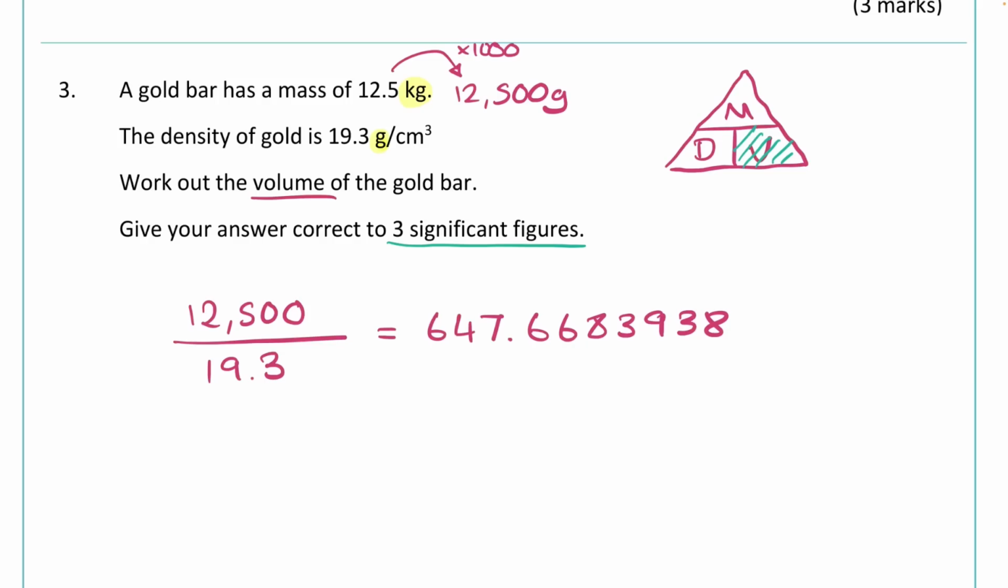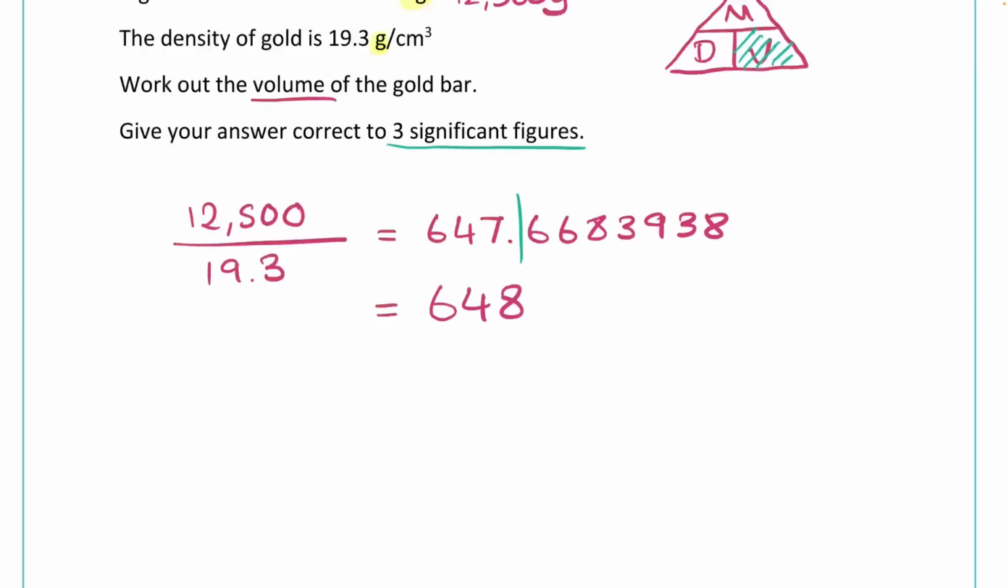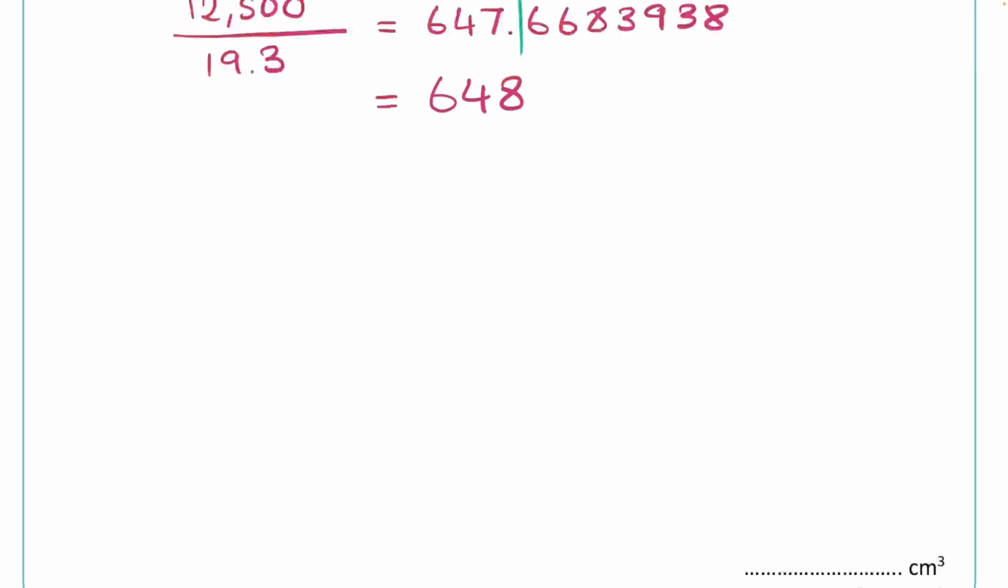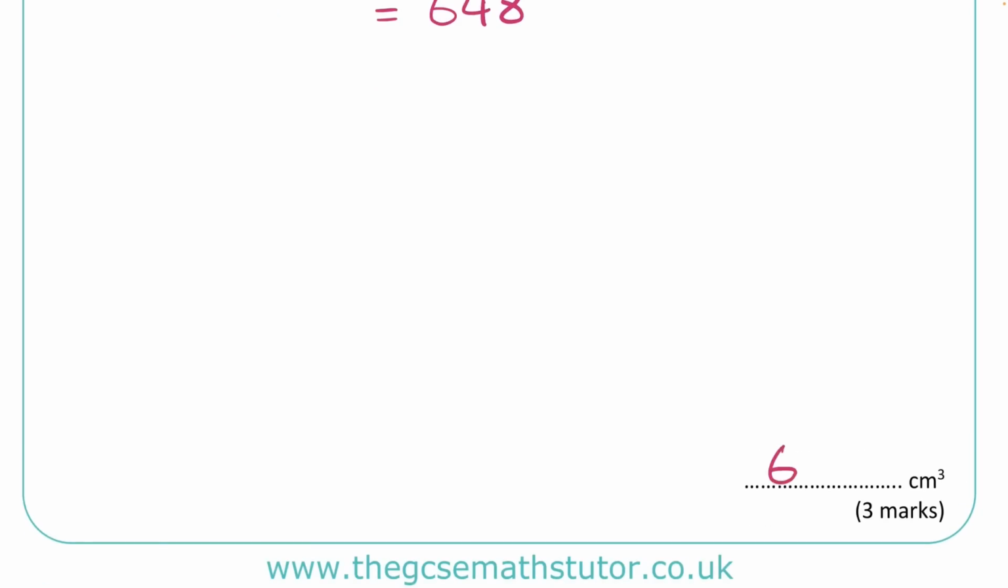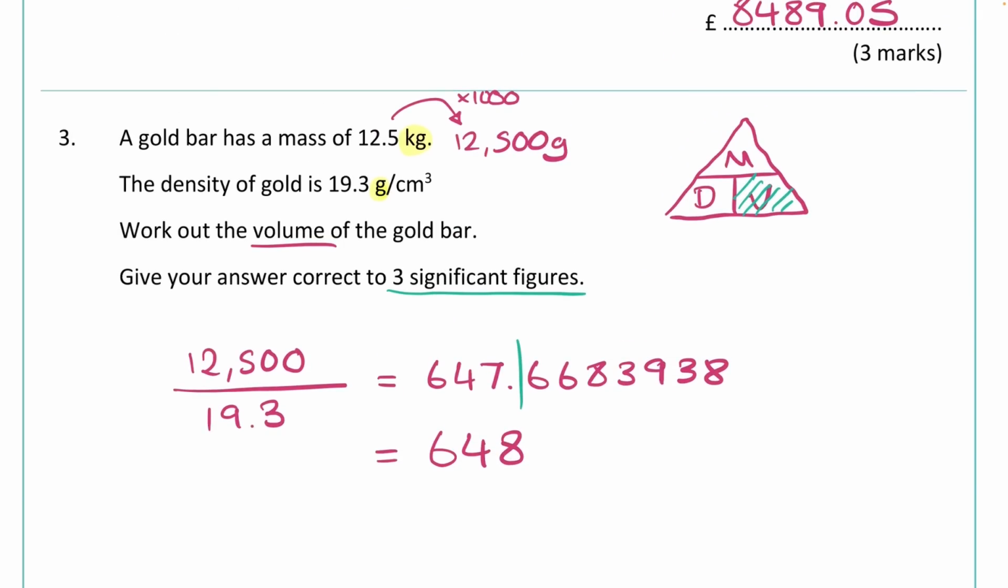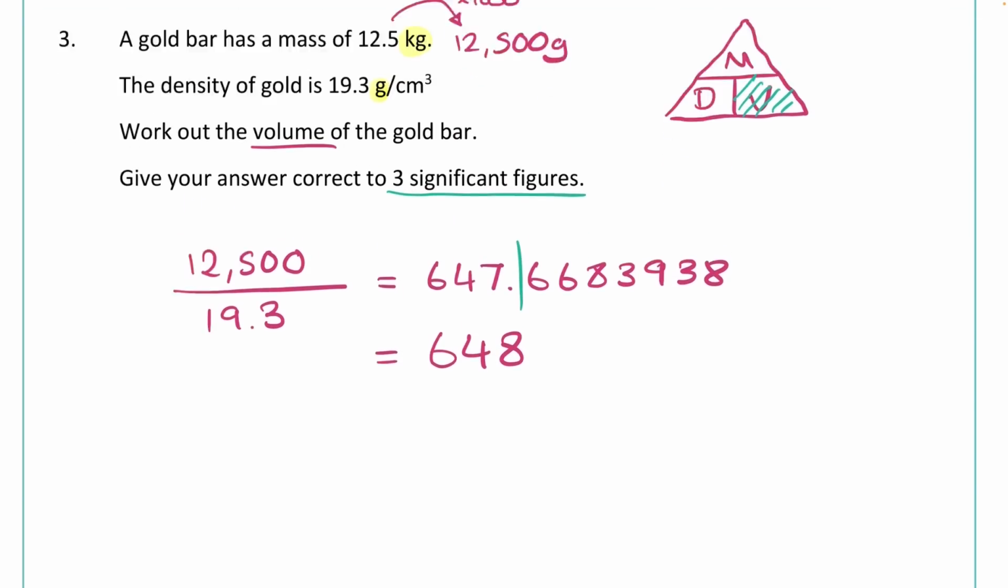So 647 is my third significant figure, and after that is a 6, so it's going to round up. So 648, and that is in centimetre cubed. So that was a volume, but centimetre cubed is on our dotted line here, so 648 is our final answer. We don't need to put the units in there, of course, if it's already given to us. So there we go, that was looking at density, mass and volume.